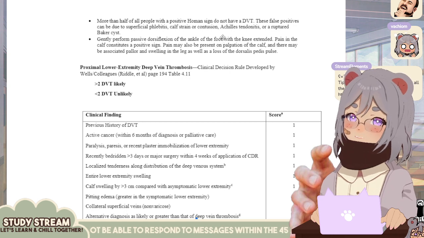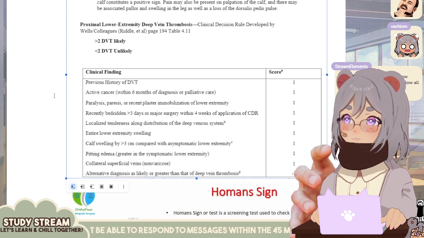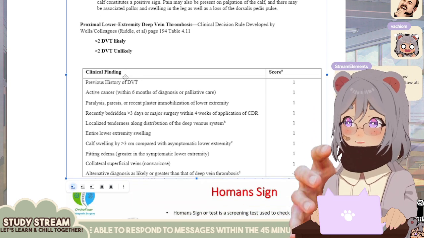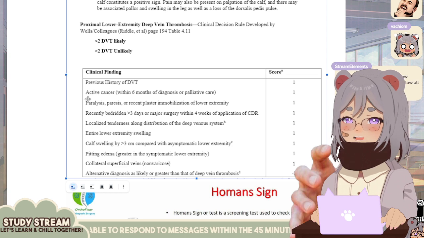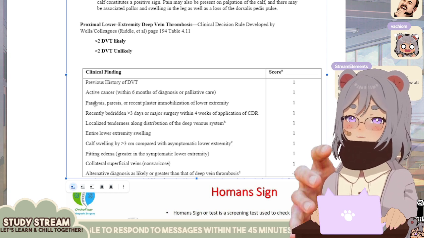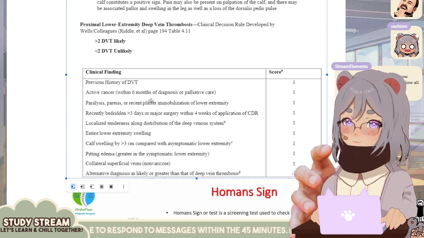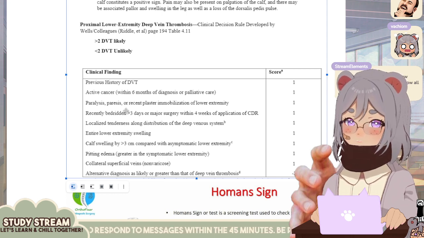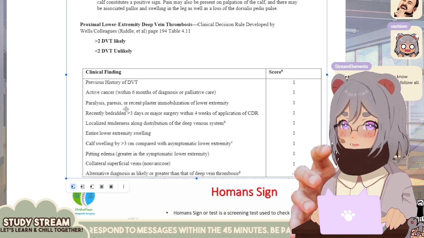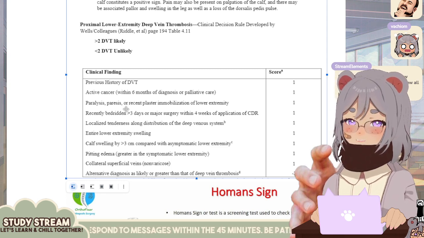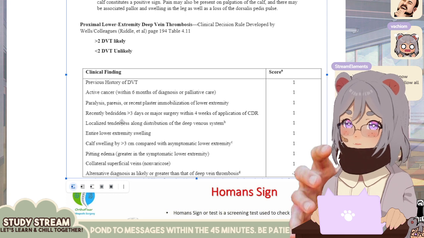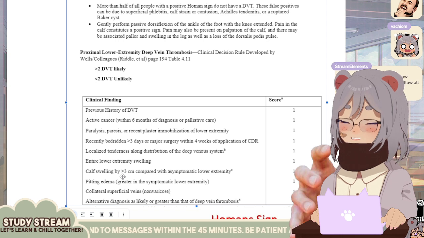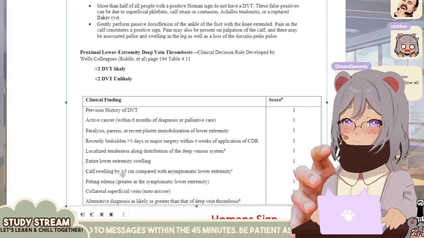But there are definitely risk factors and clinical findings for how you may be more at risk for a DVT. Previous history definitely plays a part. Active cancer, some type of recent immobilization of the lower extremities, maybe you've been bedridden for more than 3 days, or you had major surgery within 4 weeks. Local tenderness along the deep venous system. You have swelling, more specifically more than 3 centimeters of swelling in comparison to the other extremity.